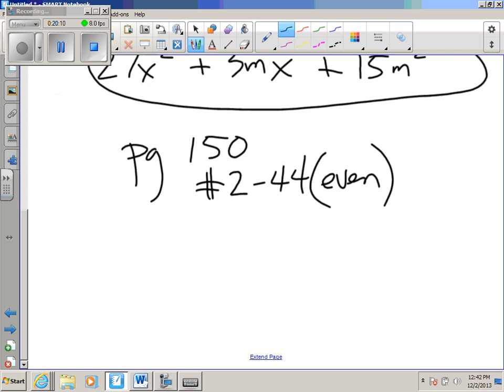2 through 44 even. Let's just do number 2, because let's revisit that. State the degree of each polynomial. Remember this one. This is where we take the greatest degree of the monomials, and that's going to be the degree of our polynomial. So for number 2, 5r is a degree of 1. 3s, degree of 1. 7t, degree of 1. Are there any of them greater than 1? So what's the degree? 1.